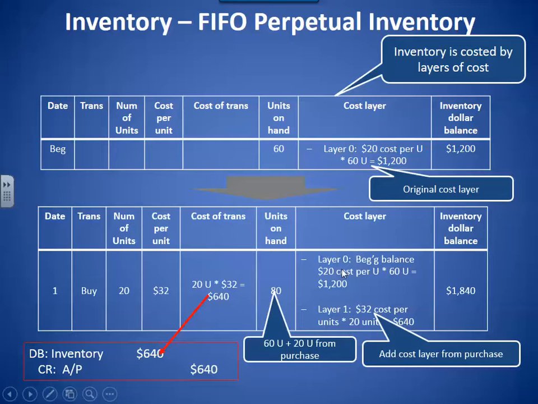We started out with layer 0 where we had 60 units times $20 cost per unit, and that equals $1,200. But now when we purchase these new units, we purchase them at $32 a unit, 20 units. So now we have a second cost layer on top of the first cost layer at $32 per unit times 20 units for $640. So now our inventory balance is going to be equal to the $1,200 layer 0 plus the $640 layer 1. So now our inventory balance is equal to $1,840.